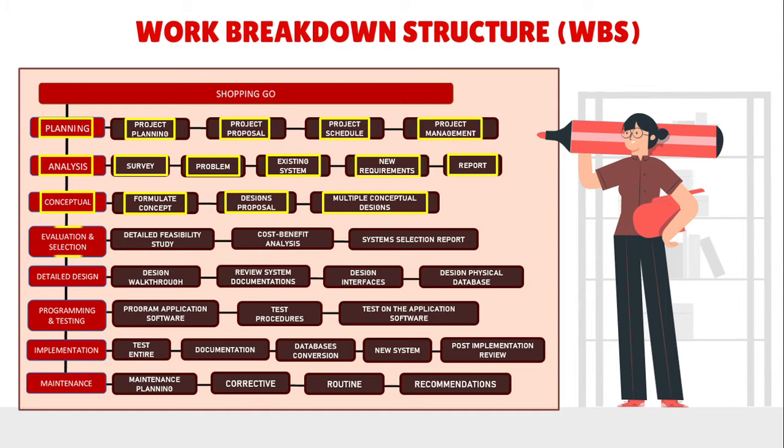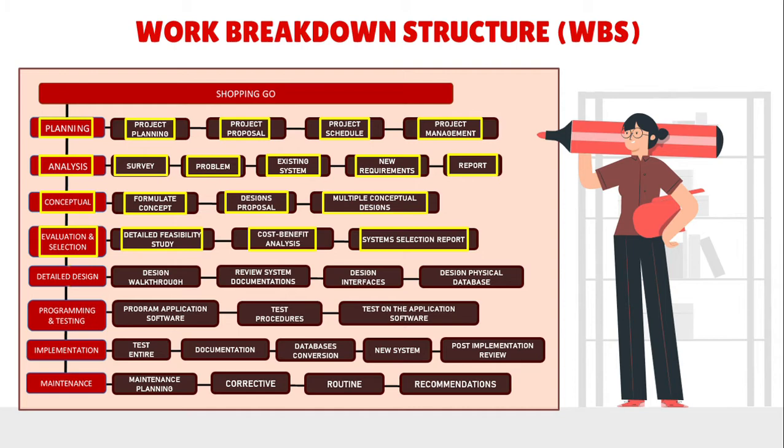Fourth phase, we have to evaluate each of the conceptual alternative designs prepared and select the best design that meets almost all the criteria in terms of cost, technology, schedule, and so on. This phase comprises a detailed feasibility study, cost-benefit analysis, and system selection report. We report which design is selected and clarify what, why, and how the design was selected.